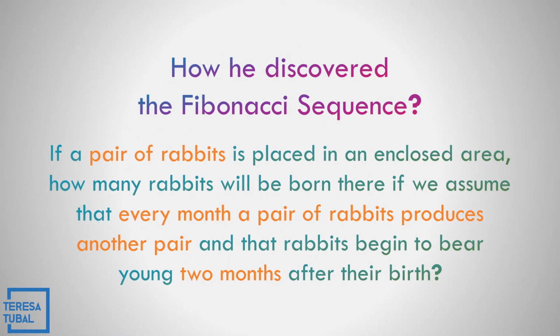How did we discover the Fibonacci sequence? If a pair of rabbits is placed in an enclosed area, how many rabbits will be born there? If we assume that every month, a pair of rabbits produces another pair, and that rabbits begin to bear young 2 months after their birth.